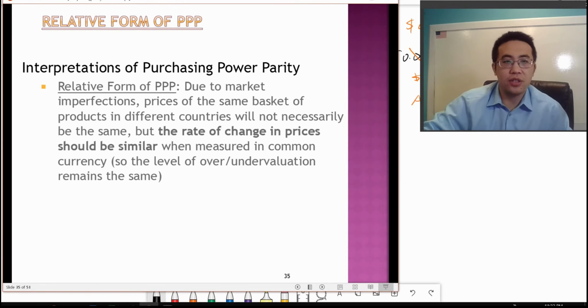So it's okay for that to happen. But the rate of change in prices should be similar when measured in common currency. All right. So in the relative form of PPP, we do realize the overvaluation and undervaluation is reasonable, but the level of overvaluation or undervaluation should remain the same when the price changes in two different countries.